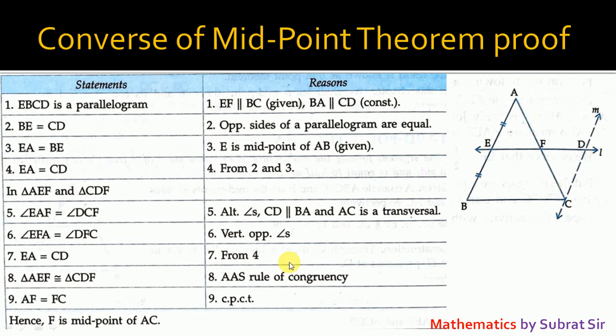So according to the rule AAS, this triangle should be congruent to this triangle. So by the CPCT, we can write AF is equal to CF. As these two triangles are congruent, then you can write side AF is equal to the side FC of this triangle. Okay, hence it is also proved. F is the midpoint of AC.